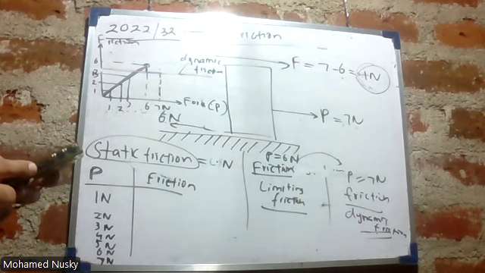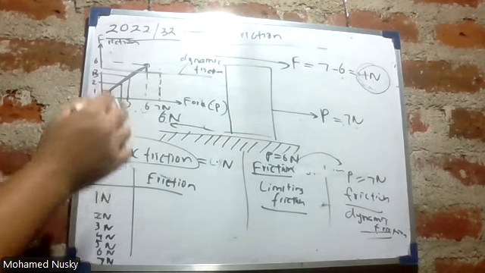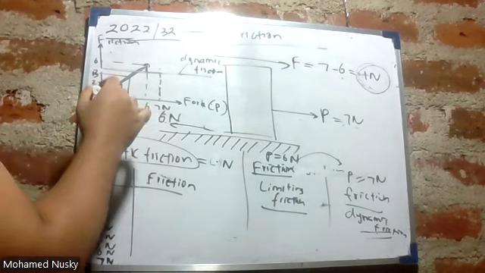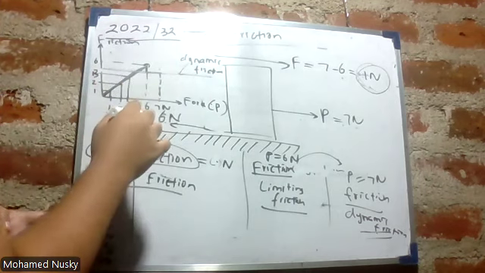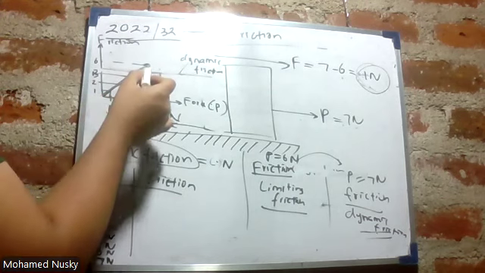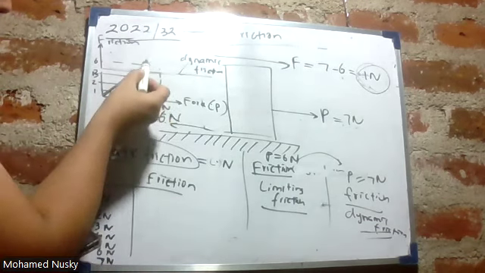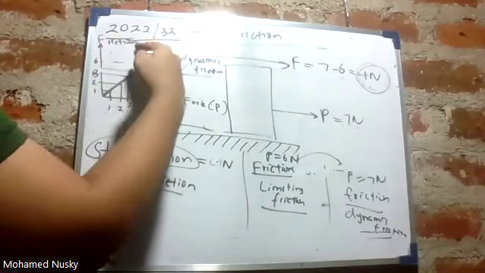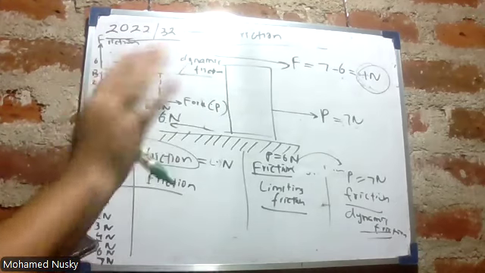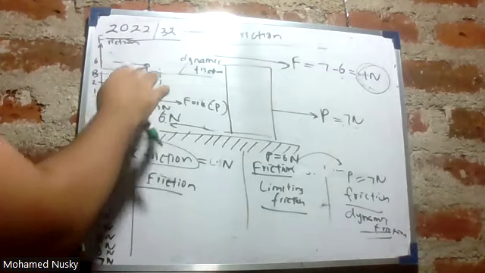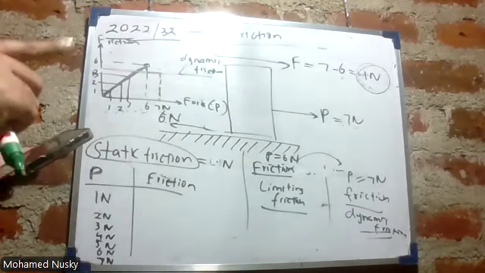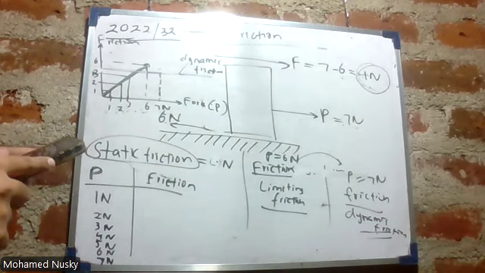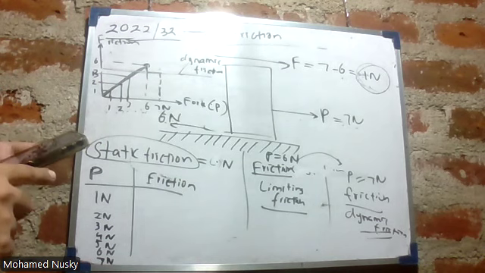Next: increases gradually from 0 to a maximum value and then decreases gradually. It's also wrong. The first part of the statement is correct, the friction will increase gradually. But when 7 Newton is applied, the friction suddenly drops. It does not drop gradually like a slope. It suddenly drops. Therefore, this statement is wrong.